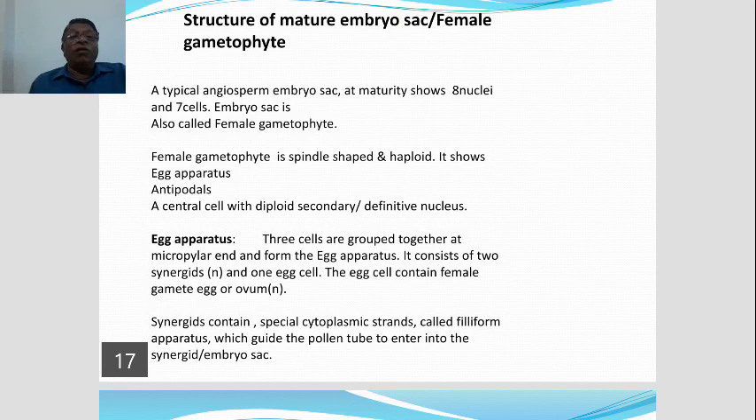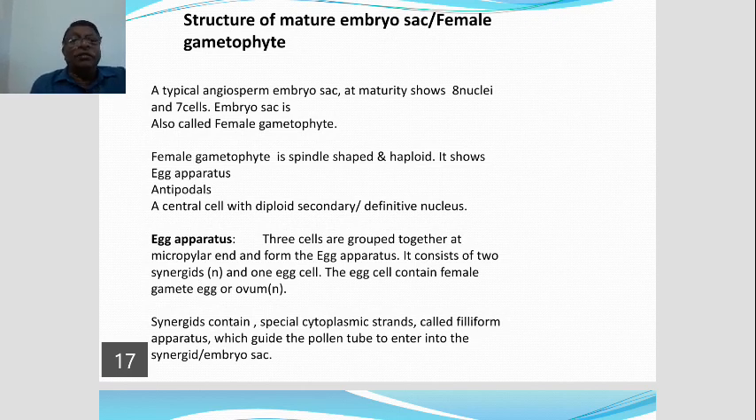Now the structure. The female gametophyte is spindle shaped and haploid. A very important notable point. It shows egg apparatus, antipodals, and a central cell with secondary or definitive diploid nucleus. Now we shall explain one by one.